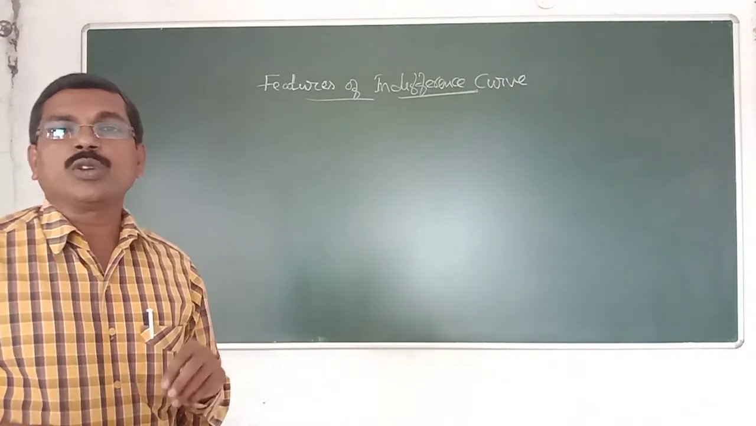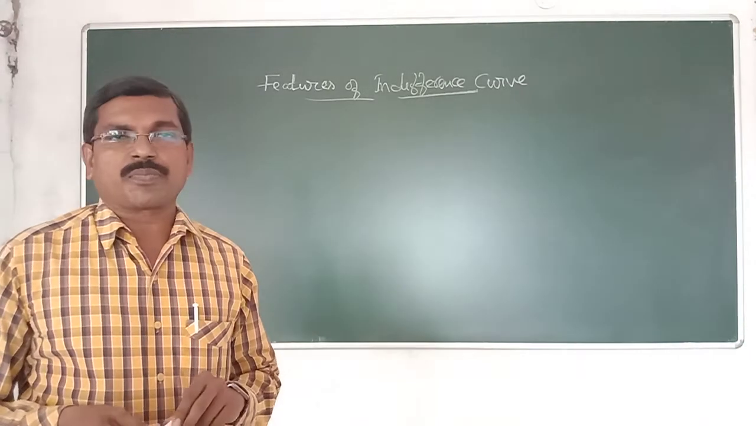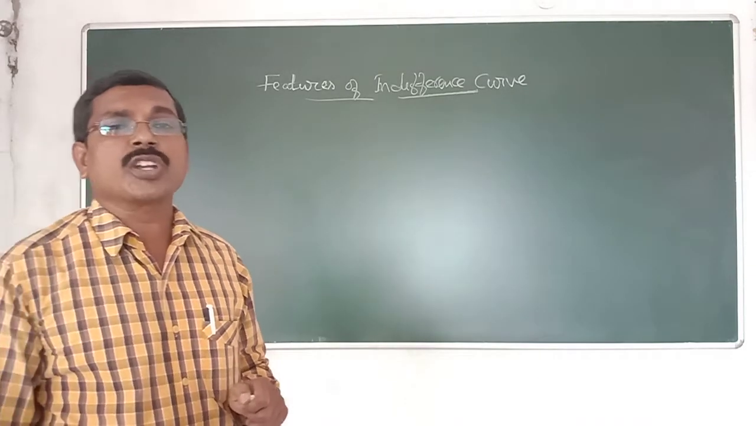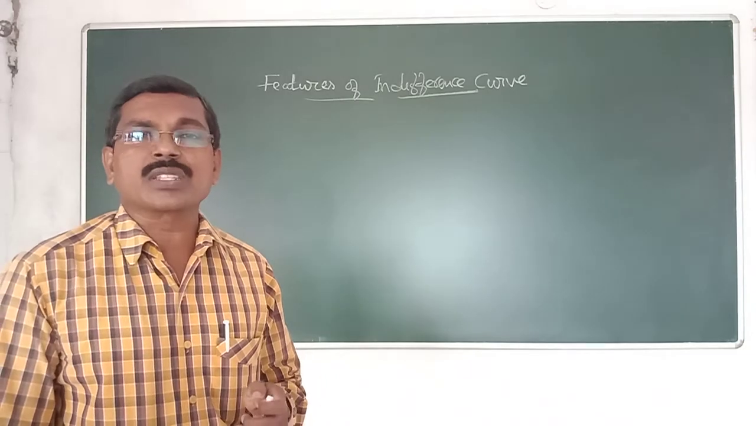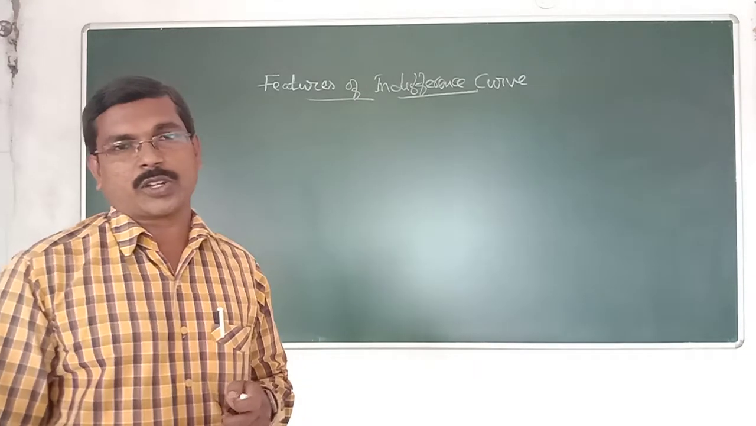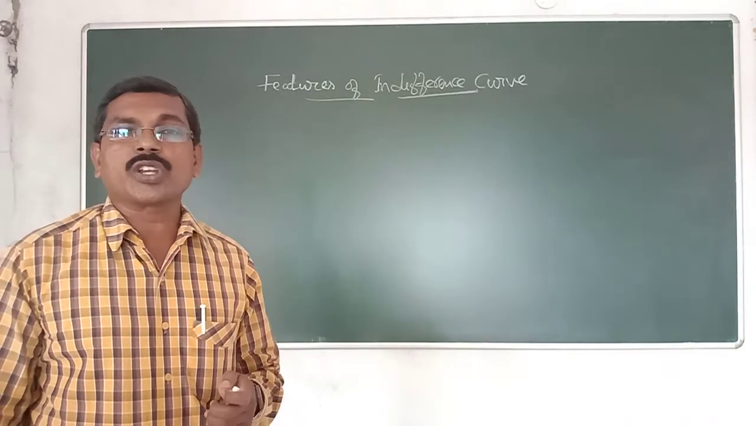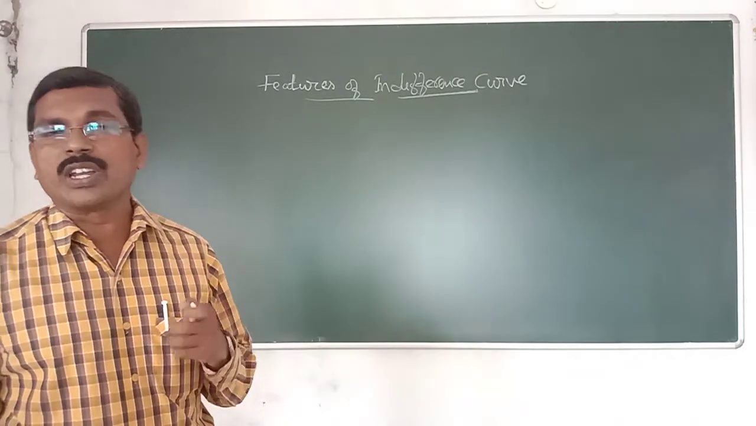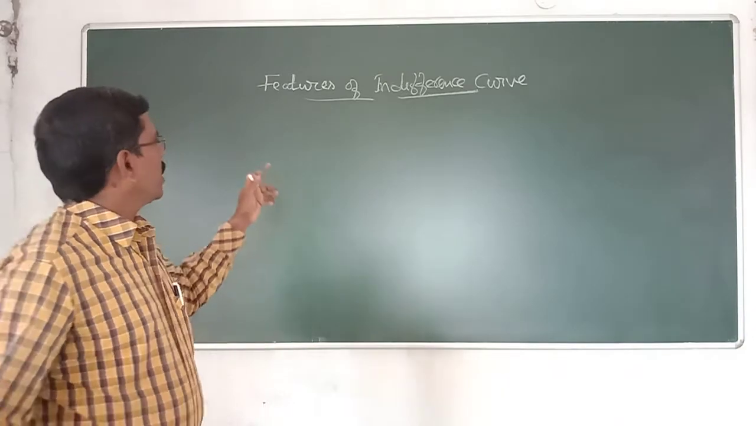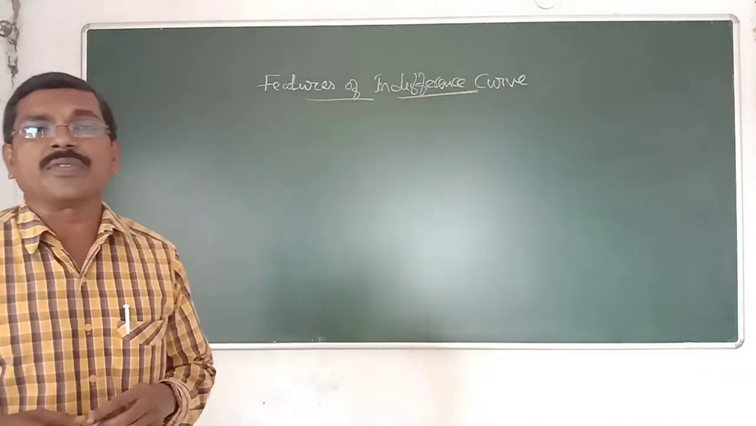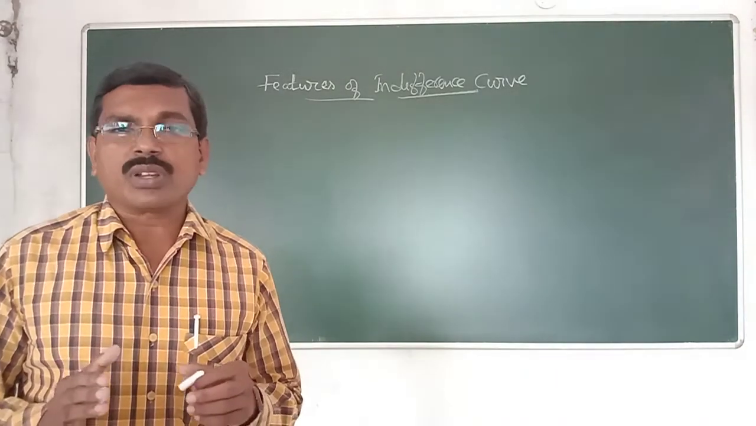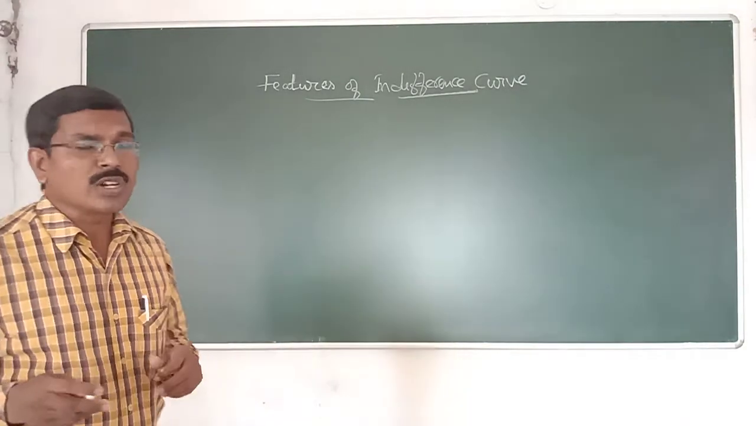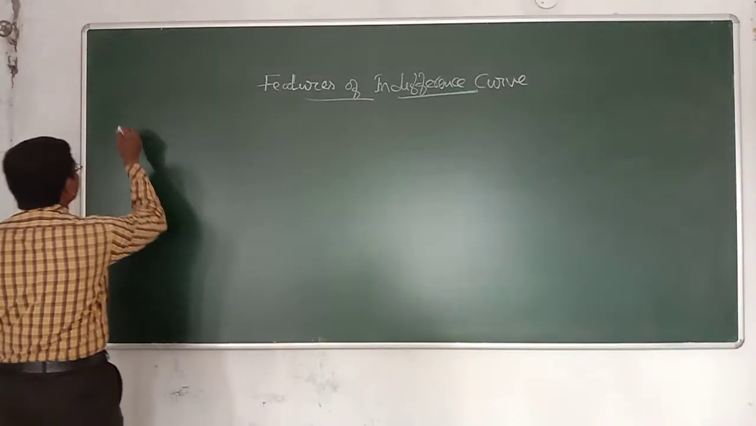First, we know the meaning of indifference curve. Indifference curve means the different combinations of two goods in which the consumer gets an equal level of satisfaction. The different combinations of goods which give the equal level of satisfaction are called the indifference curve. Today we discuss the features of the indifference curve. The indifference curve has different features. The first one is that the indifference curve is downward sloping.